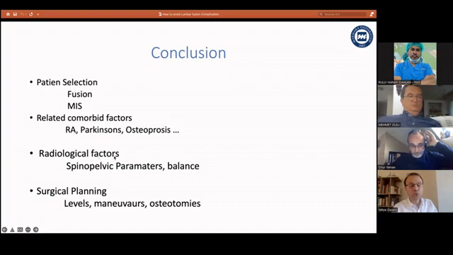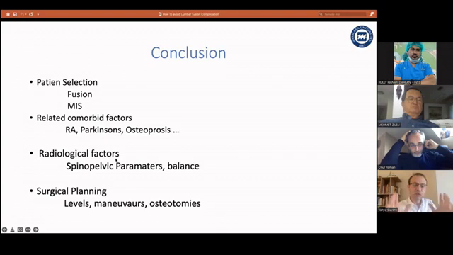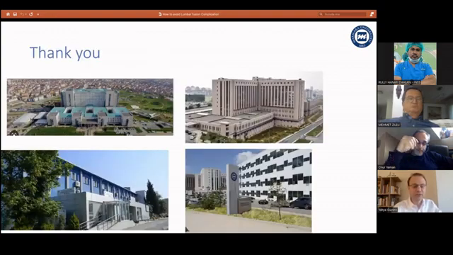And radiological factors are important for making a plan, for getting good balance. If we get good balance, this means we have less stress on the instrumentation and we can easily fuse, because we need to look at the radiological factors. And surgical planning, again, is important: which levels we go upper and which levels inferior. And sometimes we need to use osteotomies. Thank you for your attention and for listening to me.